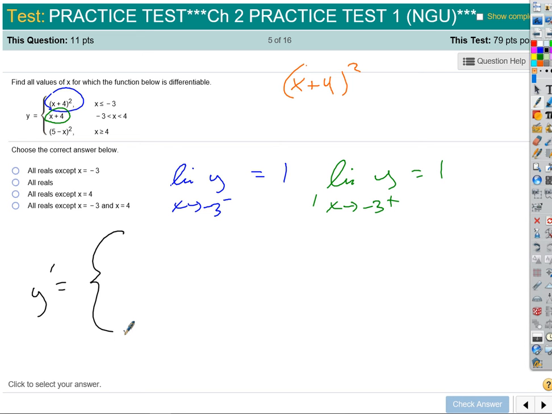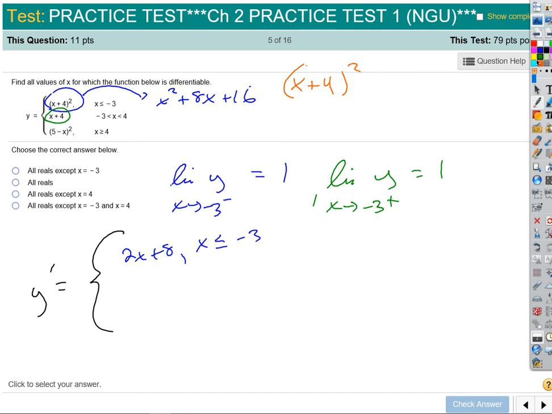What's the derivative of... we're going to have to expand that out, aren't we? So what is (x + 4) squared? x squared plus 8x plus 16, right? And if I take the derivative of that, what do I get? 2x plus 8. Okay, and that's what we get when x is less than or equal to -3.